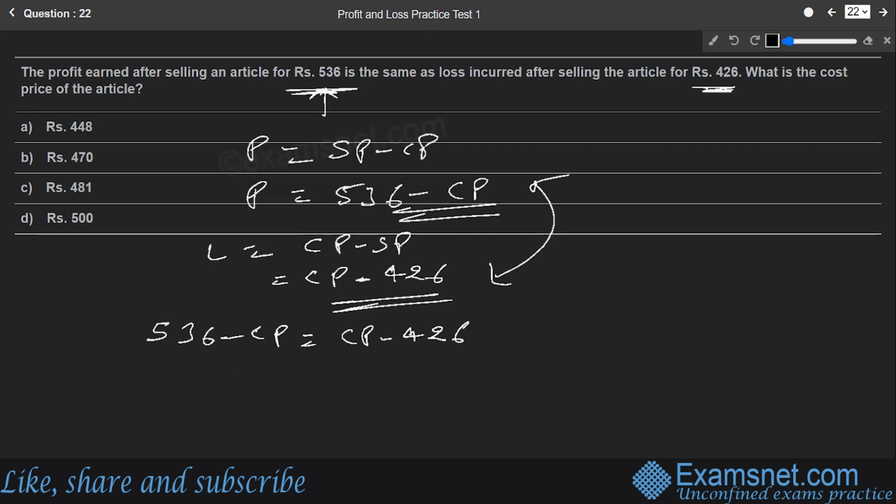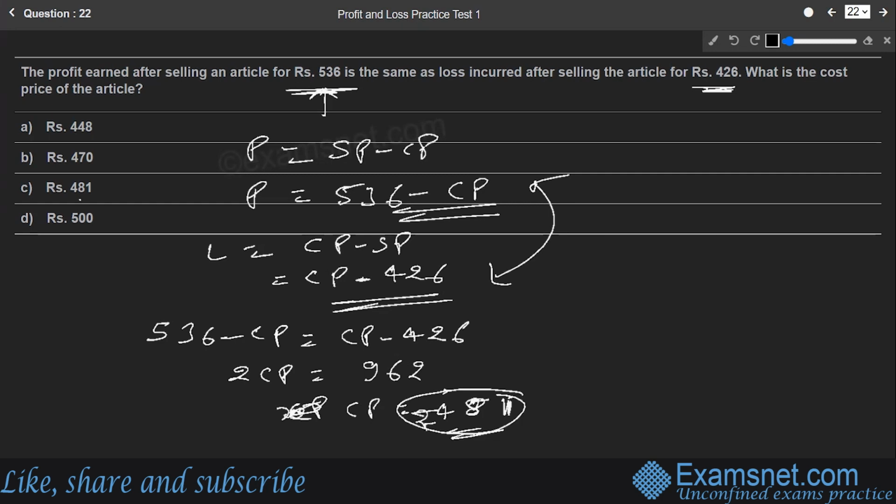If you solve this further, this becomes twice of CP is equal to 536 plus 426, that is 962, which gives us the CP value as half of 962, that is going to be 481 rupees. So that is the cost price value, available in option number C, 481.